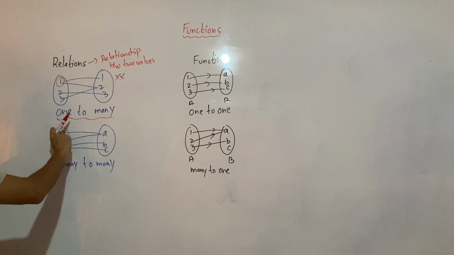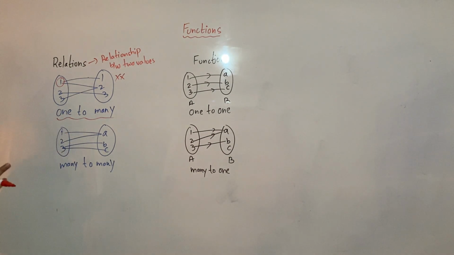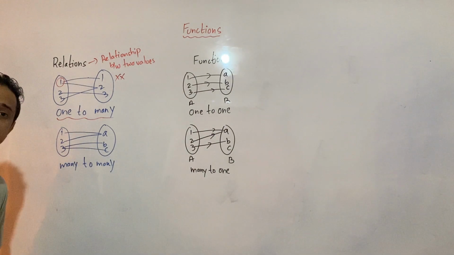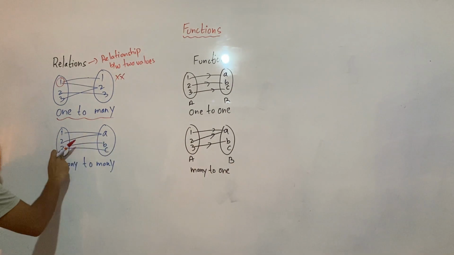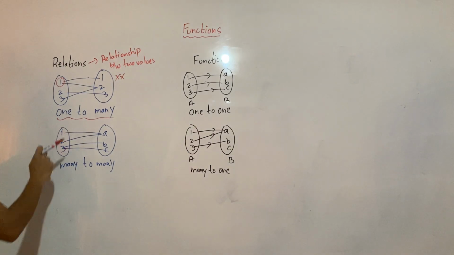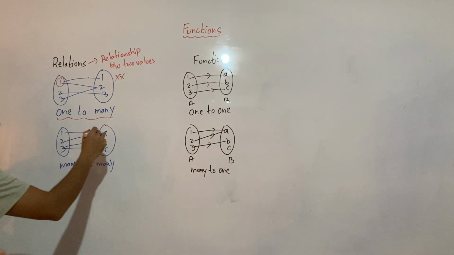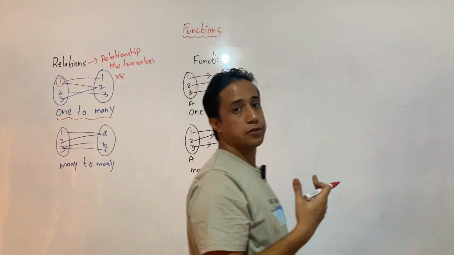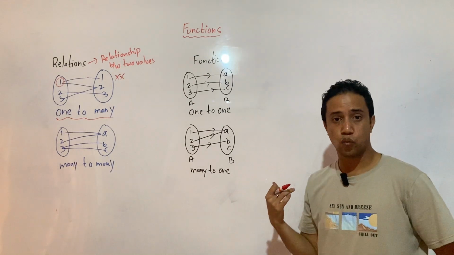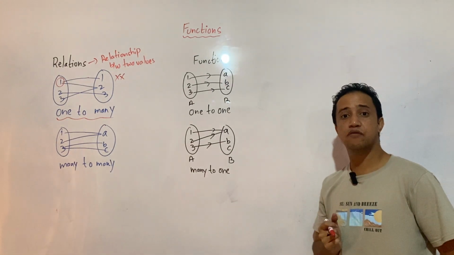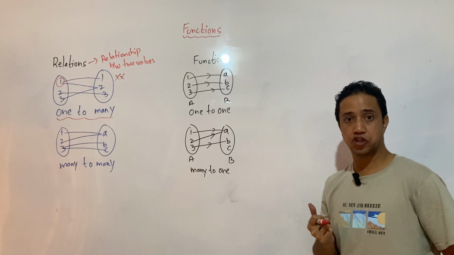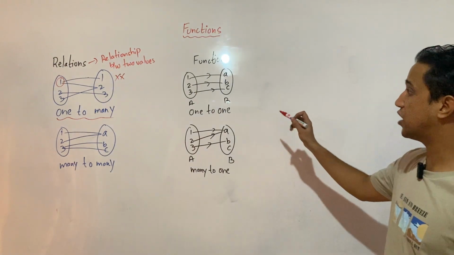Same here, many to many. Many elements in set A are related to many values in set B. See here, 3 is related to B and C. So this is also not a function. Why? Because it must have one unique image. Understand? Then one to one.